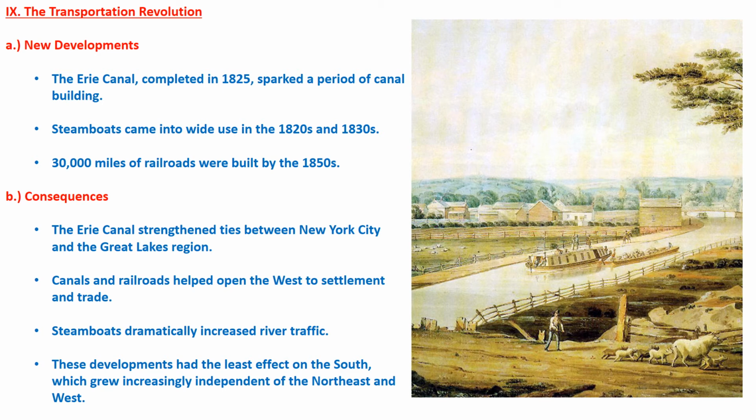Canals and railroads helped to open the West to settlement and trade. Steamboats dramatically increased river traffic, and these developments mostly benefited the North and the Northeast. It had the least effect on the South, which grew increasingly independent of the Northeast and the West, not only separate culturally, but very separate economically.